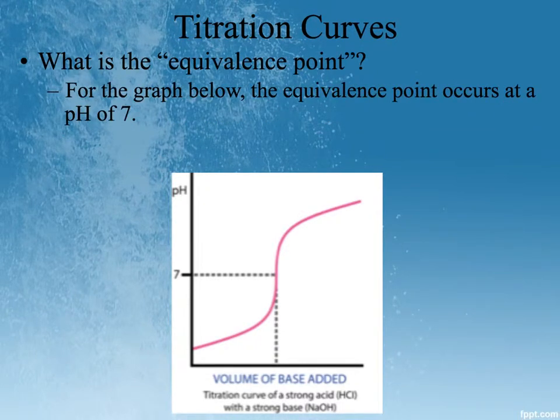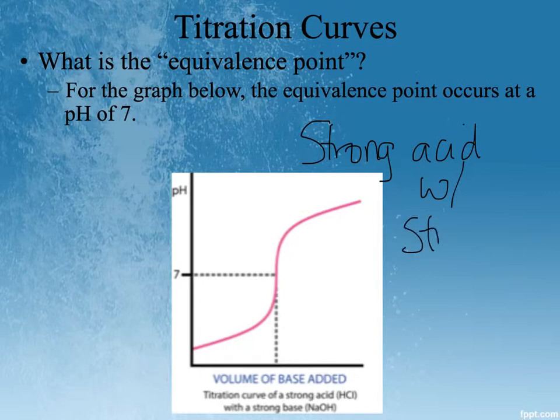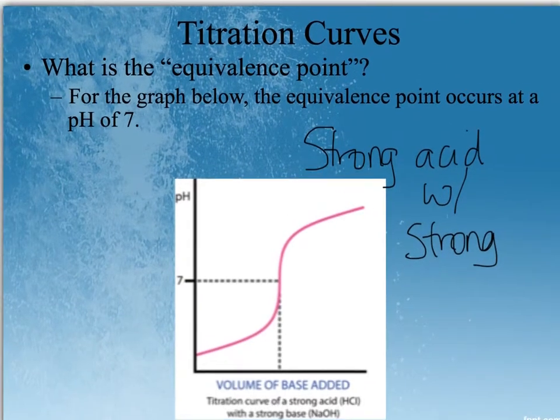So the equivalence point for this graph is at 7. So that's when it's been neutralized. When it occurs at 7, that means that you are titrating a strong acid with a strong base.